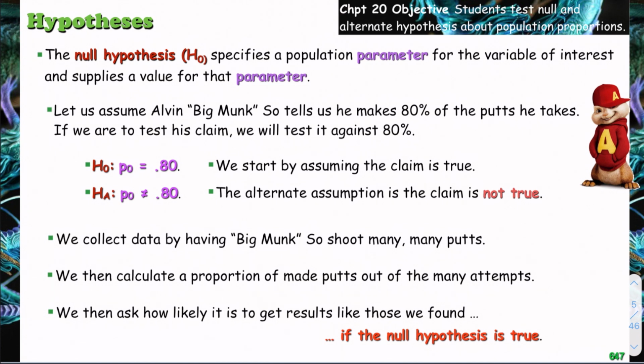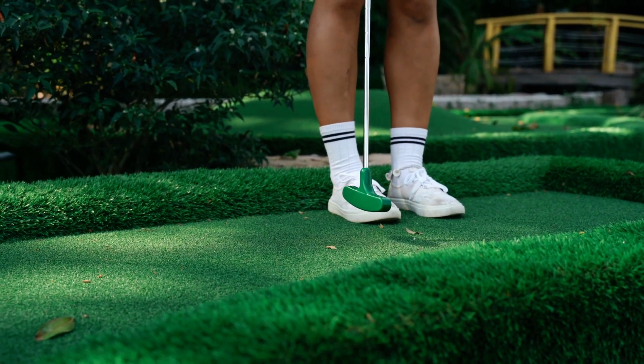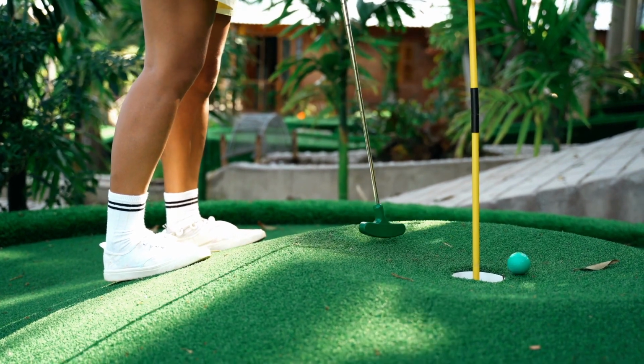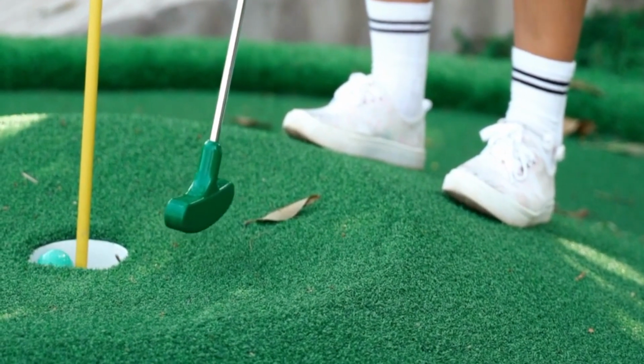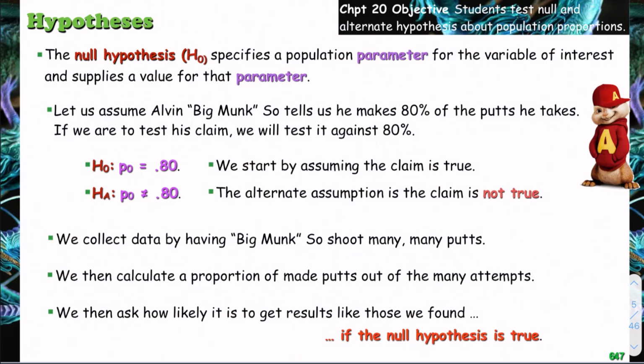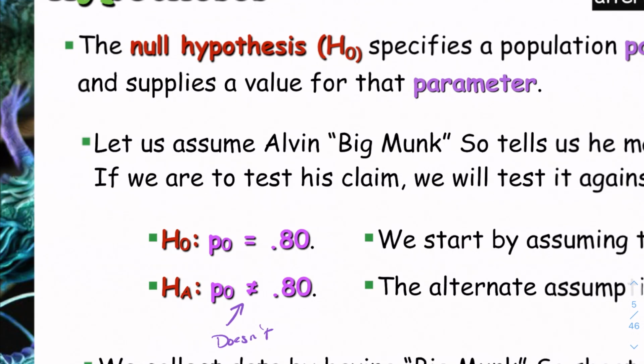Let's assume that Alvin Big Monk So tells us he makes 80% of the putts he takes. Okay, let's say we're at a putt-putt golf place. Maybe we are allowed to go and see each other in this situation. If we're to test his claim, we will test it against the 80% that he claims is his true putting percentage. So we would say our null hypothesis is that p naught equals 0.8. So the alternate hypothesis would be that he doesn't make 80% of his putts.